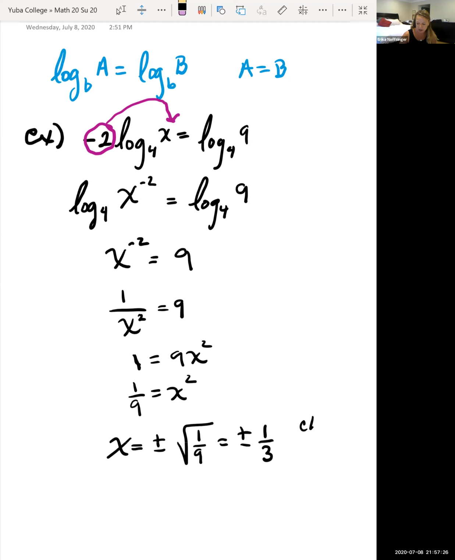Again, we want to check. I can't have a log of a negative number. And so if I go back to my original equation and I plug in that -1/3 here, that's a log of a negative. And so -1/3 is not going to work. And positive 1/3 would work. And so x is just equal to 1/3.